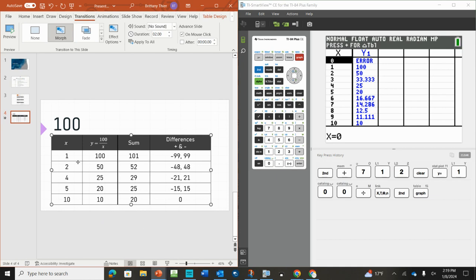But all of these first two columns are showing us all of the factor pairs for the number 100. And then this is the sum of each pair. And then the last column will be the difference of each pair.